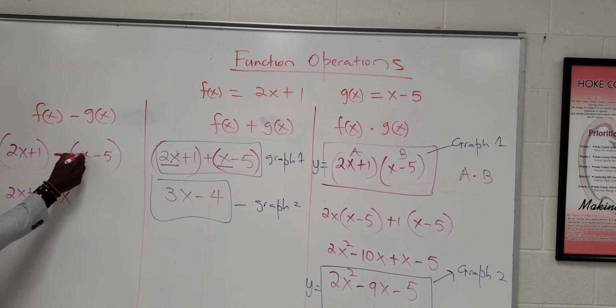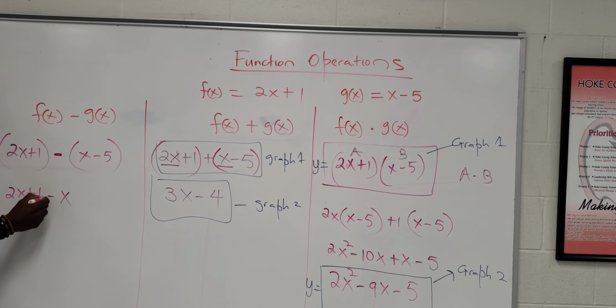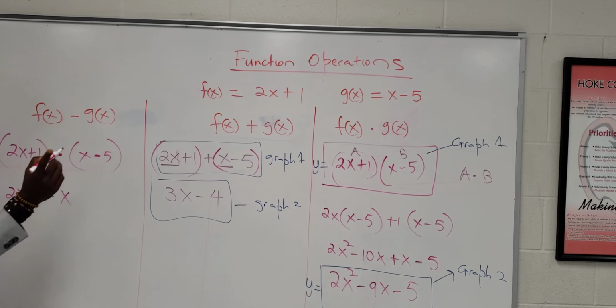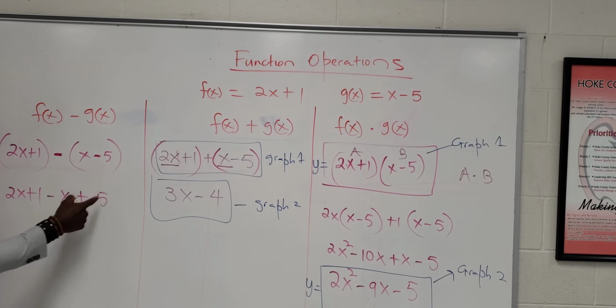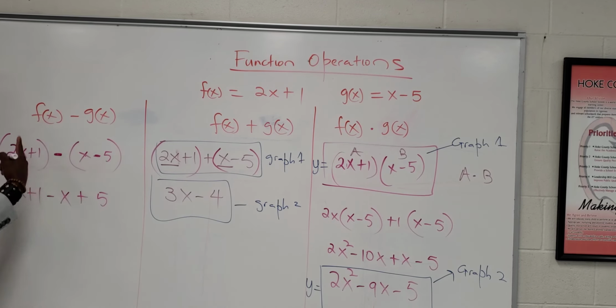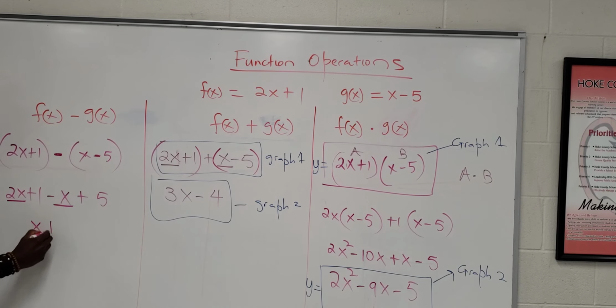So you see the x was positive inside. When I do the distributive property, it becomes negative. Now, negative multiplied by another negative will give me positive. You realize the 5 becomes positive because I applied the distributive property. Let me group my like terms. So those are like terms. So I have 2 x's and I minus 1, I'm left with 1. And then I have 1 plus 5 would give me 6. And that is your answer.